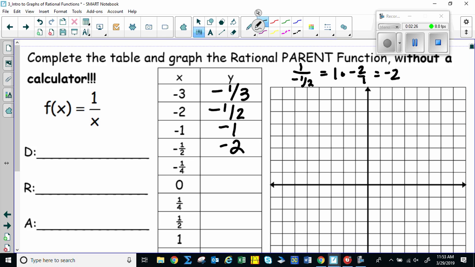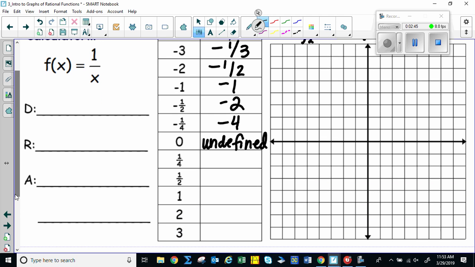What do you think the next one's going to be then? If I took 1 and I divided it by negative 1/4, I'd get negative 4. Good. What's 1 divided by 0? Undefined. Good. I know the trap is 0. It's not 0. It's undefined. I can't divide by 0. And then I'm just going to repeat these values without the negatives. So 1/4 will be positive 4, 1/2 will be positive 2, 1, 1/2, and 1/3.